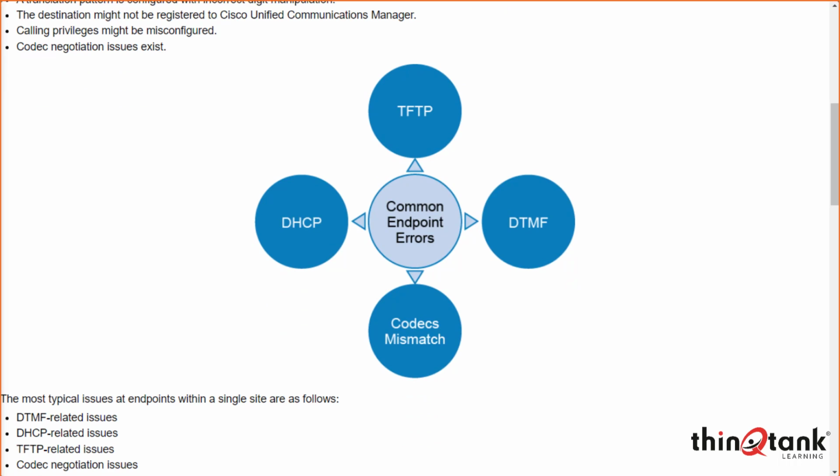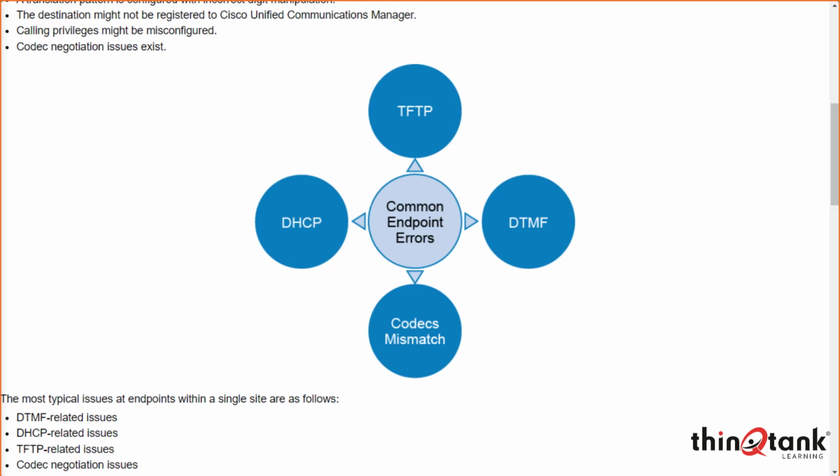All right, endpoint registration. Maybe TFTP is not configured correctly, or it's pointing to the wrong TFTP server. Maybe DHCP is not set up correctly. If there's a codec mismatch, for example, we just talked about that.